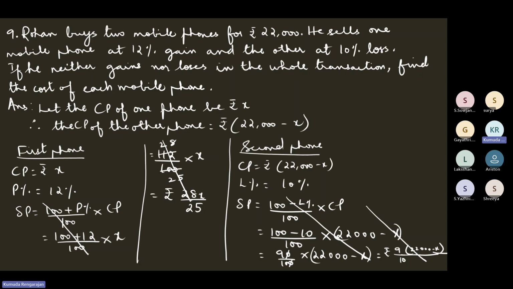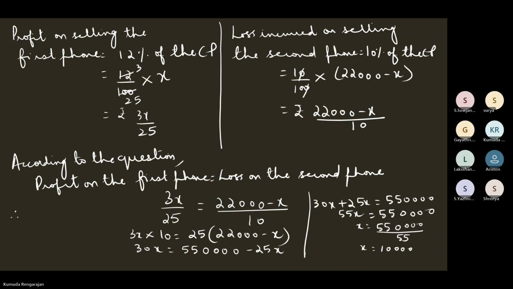I have not written that. You need to complete it. You must write, therefore, CP of the first phone, 10,000. Second phone, 22 minus 10, 12,000. Next question.